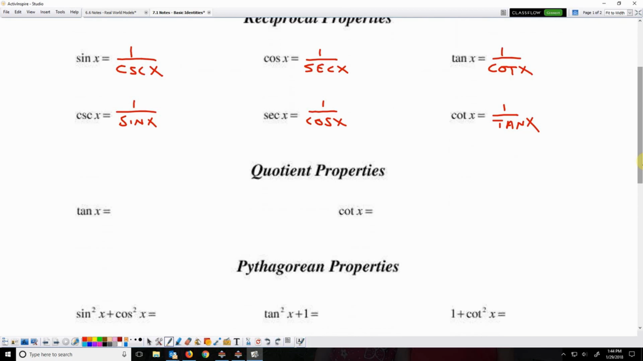The quotient properties. Tangent, which we've learned in chapter 6 in our last unit, is y over x, which means tangent x is sine x over cosine x. And cotangent is cosine x over sine x, the reciprocal of tangent.